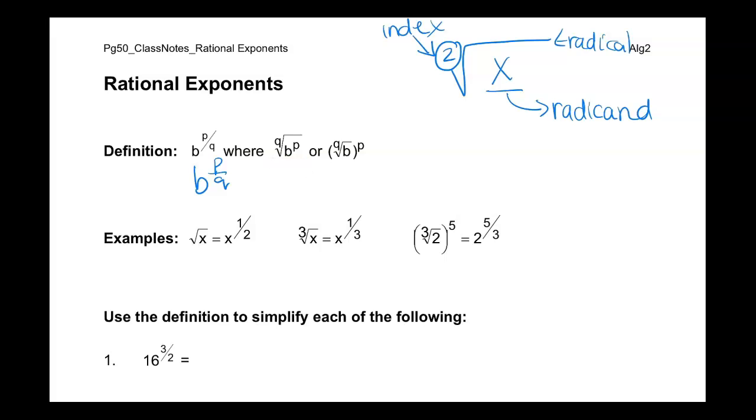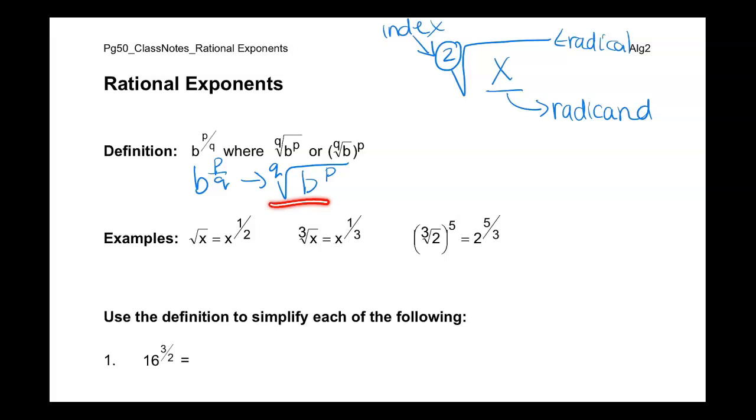So just to rewrite it so you can see it, we would rewrite this with the radical since we have a rational exponent. We would put the radicand underneath, which is technically your base b. The index will come from your denominator. The exponent will come from the numerator.